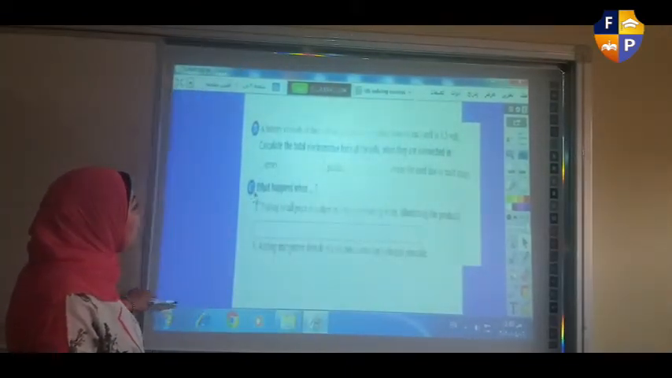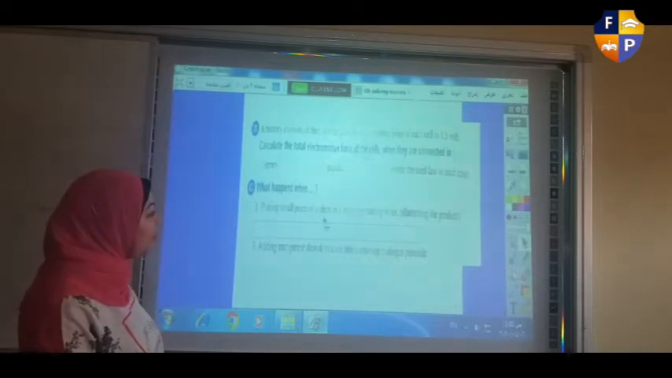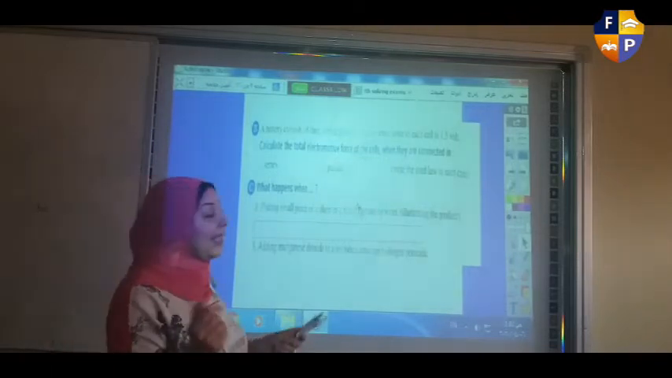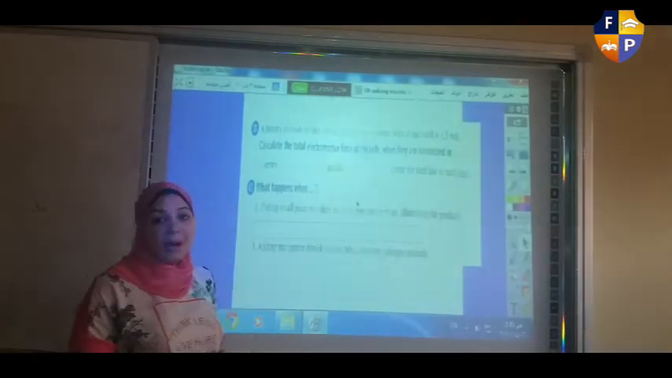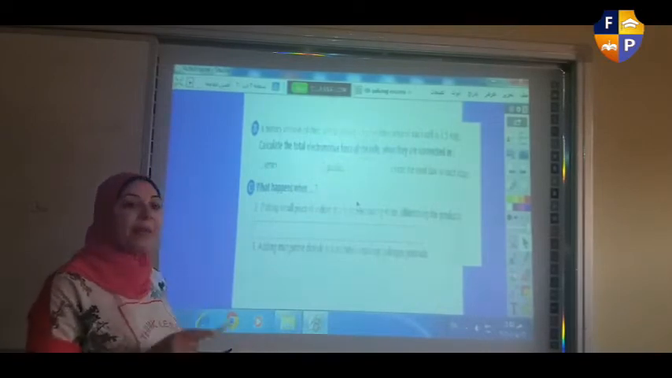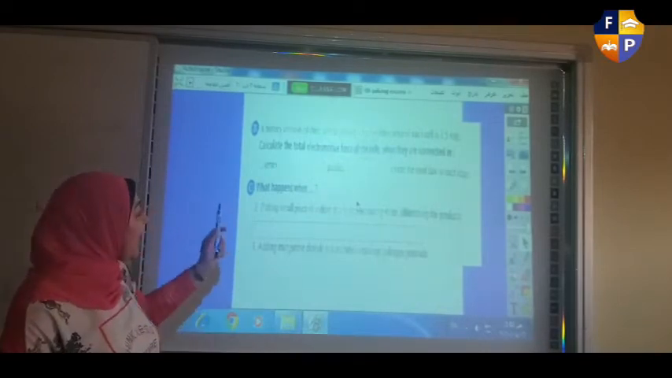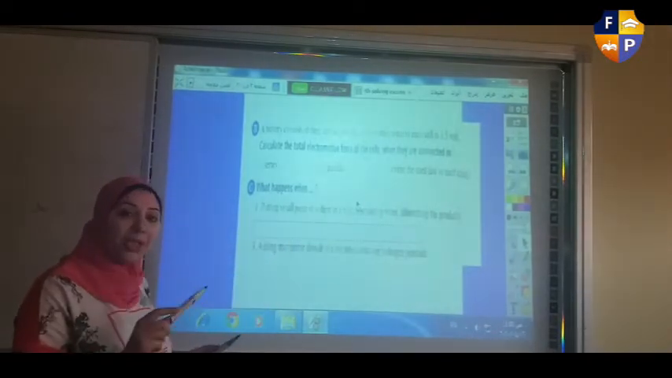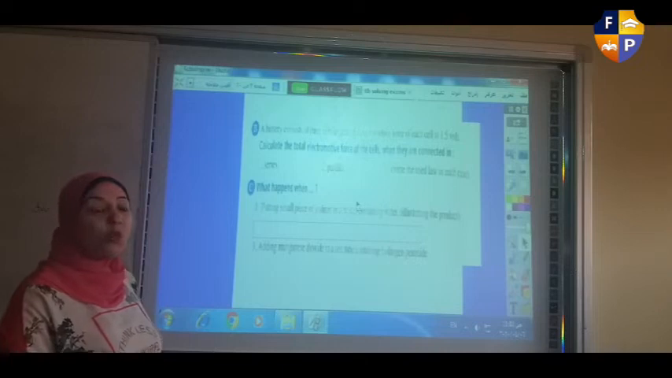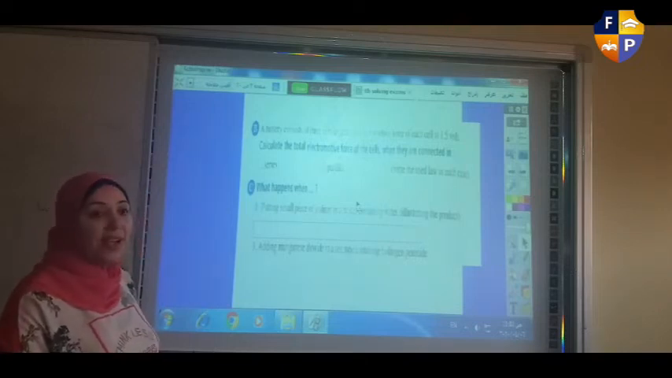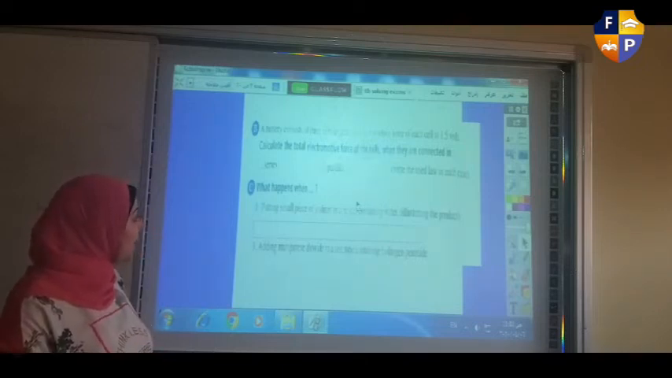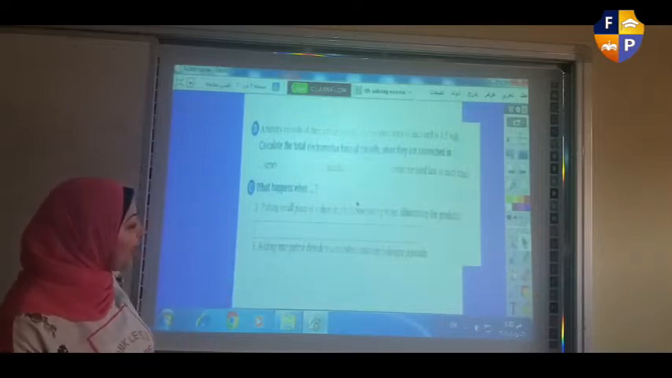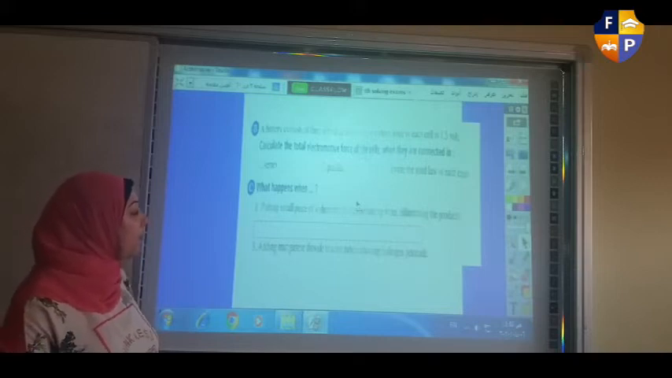Number 3. What happens when putting a small piece of sodium in a beaker containing water? We know that sodium is an element and water is a compound. So this reaction is a simple substitution reaction. When adding sodium to the water, sodium substitutes hydrogen, and hydrogen gas evolves with a pop sound. Okay?